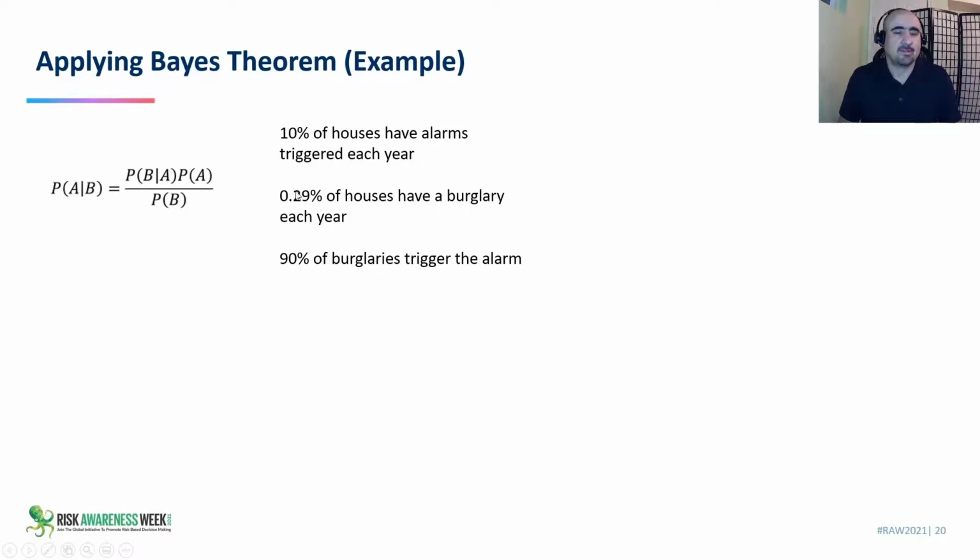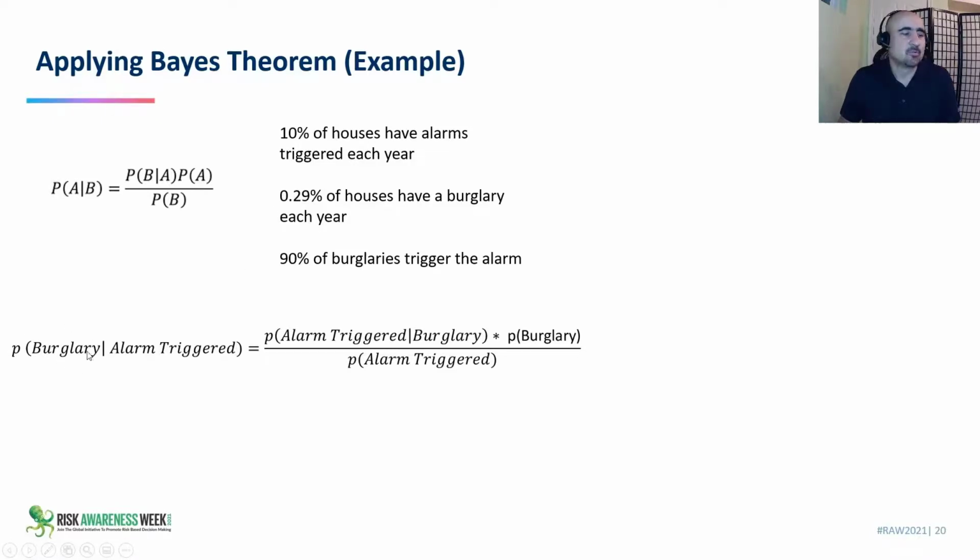So that would lead to: the probability that there's a burglary given that the alarm was triggered is equal to the probability that the alarm is triggered given there's a burglary, so that's the likelihood that a burglary will trigger the alarm, times the probability that there is a burglary, divided by the probability that the alarm was triggered. So if I'm plugging in my numbers, I've got 90% times 0.29% divided by 10%. I've got a 2.61% likelihood of having a burglary if there's an alarm trigger. Because there are way more false alarms than real alarms.